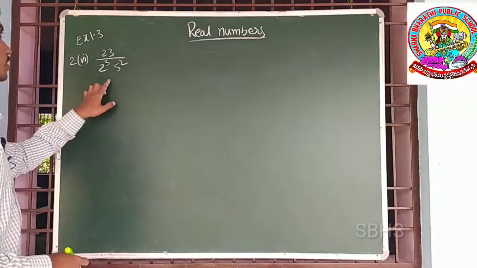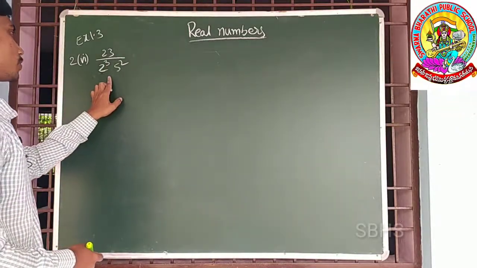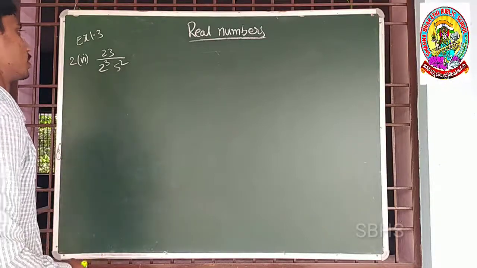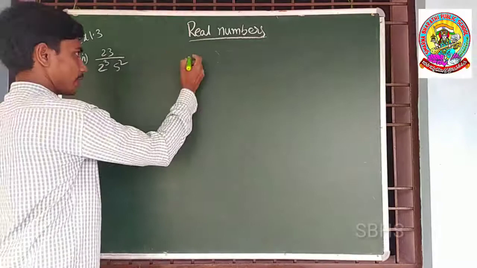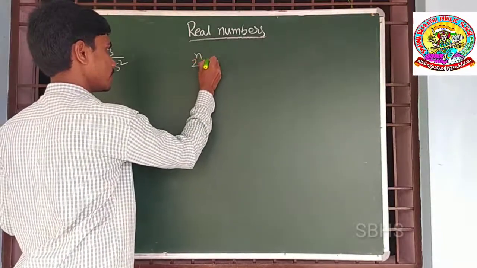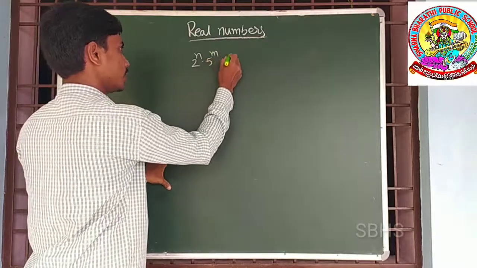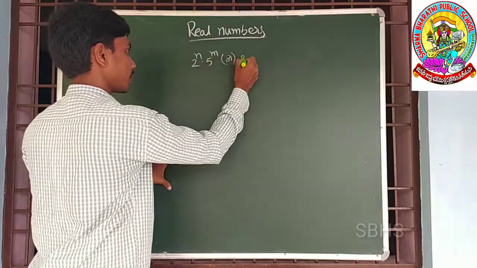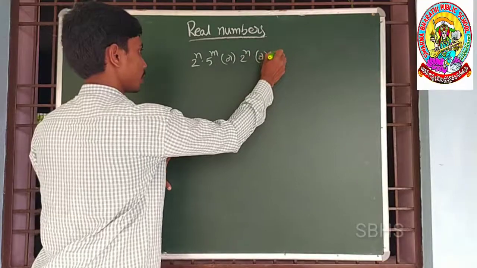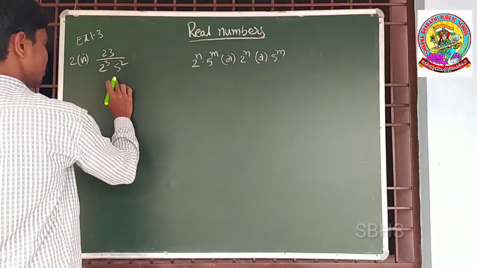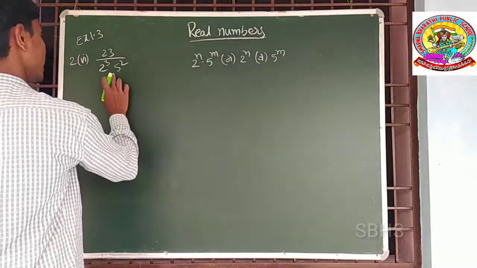So without doing actual division, try to say whether it is a terminating decimal or a non-terminating recurring decimal. Observe, we have a theorem: when the denominator of the given number is in the form of 2 power n and 5 power m, or 2 power n, or only 5 power m, then it is a terminating decimal.